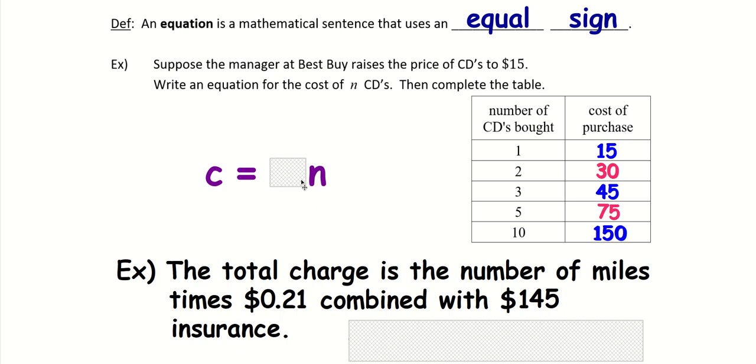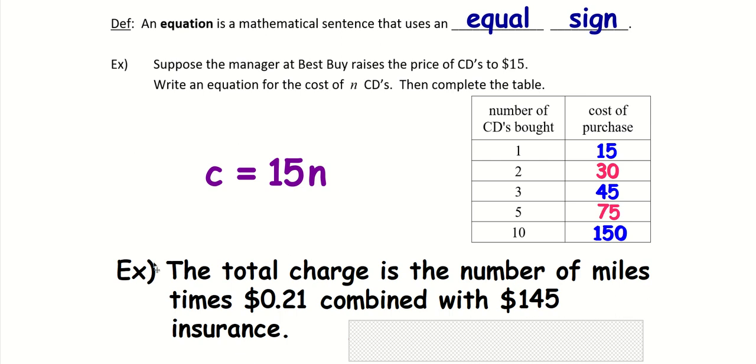Well, it's going to be something times n, okay? So if there was 5 CDs, what do you do? You just multiply it by 15. If there was 10 CDs, you're multiplying it by 15 to get the total cost. Well, if there's n CDs, you're just going to do the same thing, multiply by 15. So this is the equation: C = 15n. Your total cost is going to equal 15 times the number of CDs that you're buying.